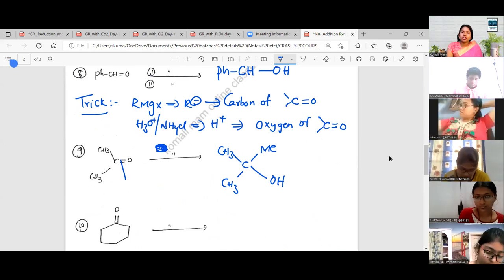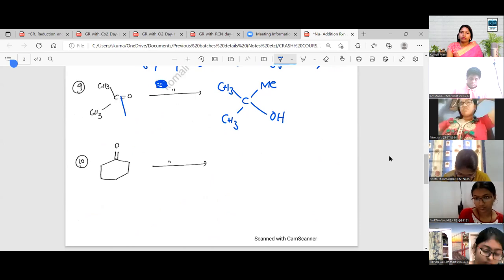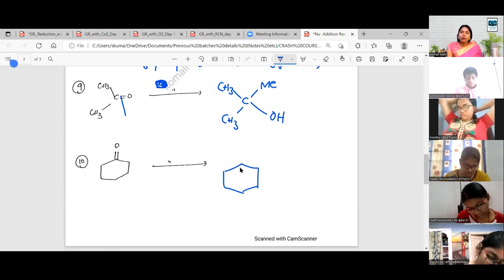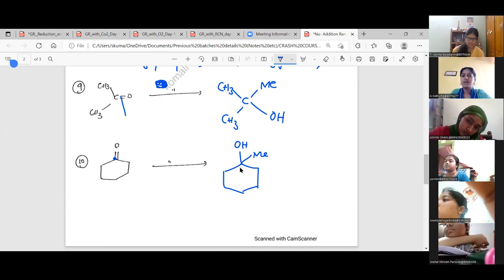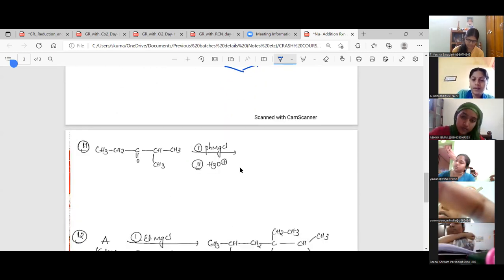See the next practice sheet. Where to keep that methyl group? You should break the carbonyl carbon. So here the methyl group, here hydrogen. Easy, interesting. Try the next one.